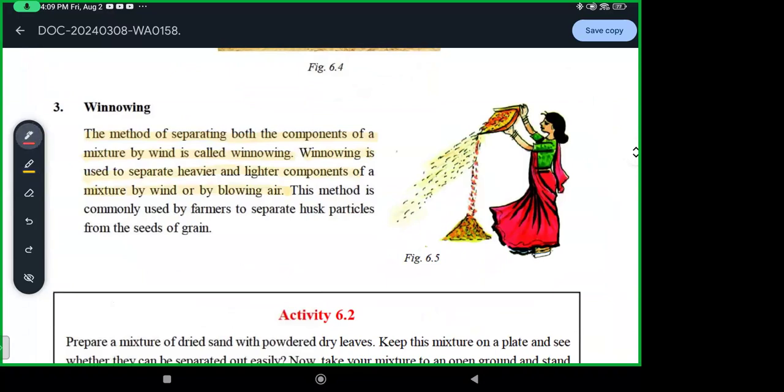Like women, they lift the tray up and shake it, so that the lighter thing that is unwanted flows with the wind, and what we want, the heavier thing, falls down and collects into a pile on the floor. Lighter things are carried away with the dust. The heavier ones that we need collect on the floor. This method is known as winnowing. It is commonly used by farmers to separate husk particles from the seeds of grain.